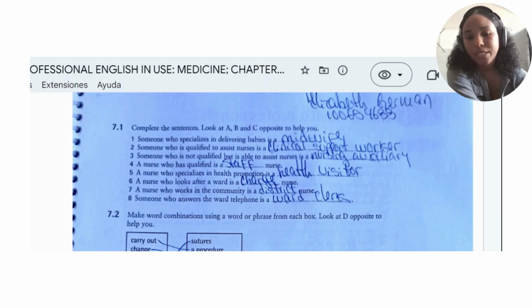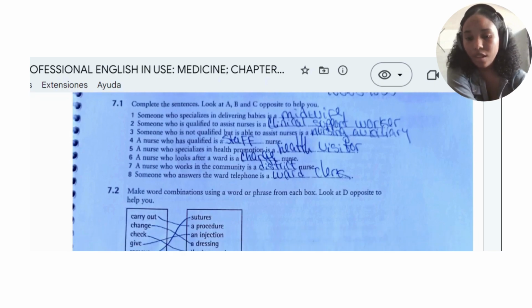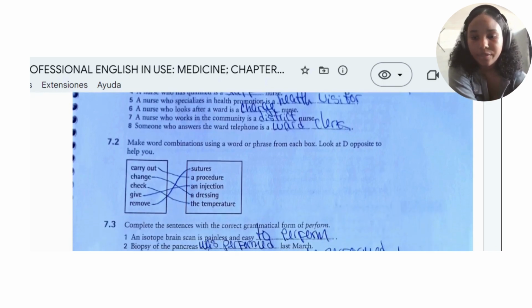A nurse who specializes in health promotion is a health visitor. A nurse who looks after a ward is a charge nurse. A nurse who works in the community is a district nurse. Someone who answers the ward telephone is a ward clerk.